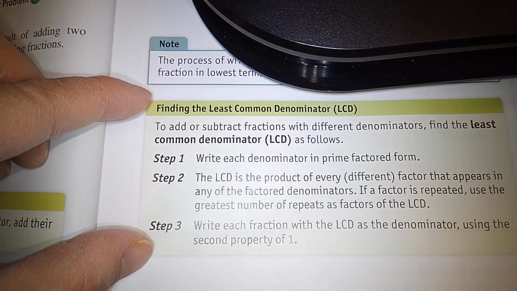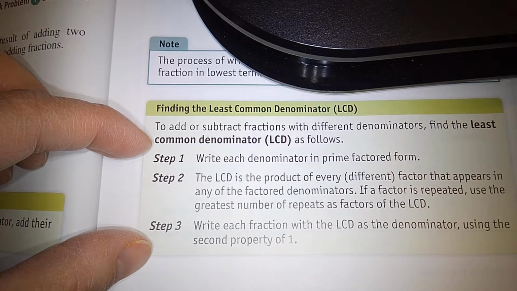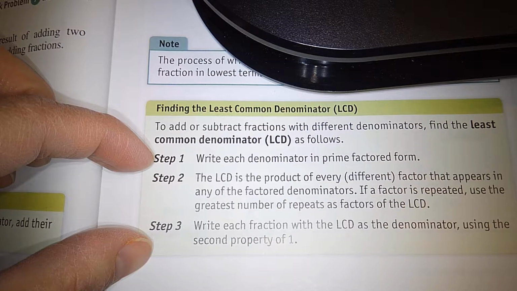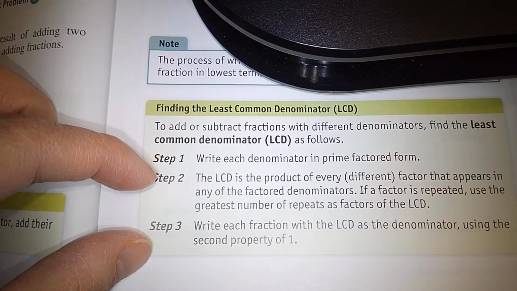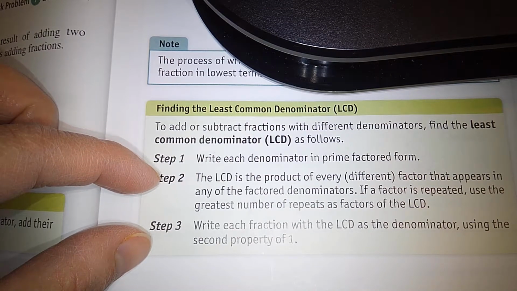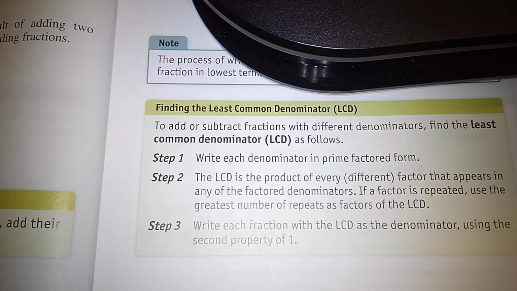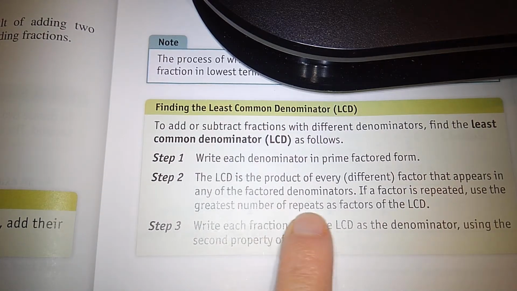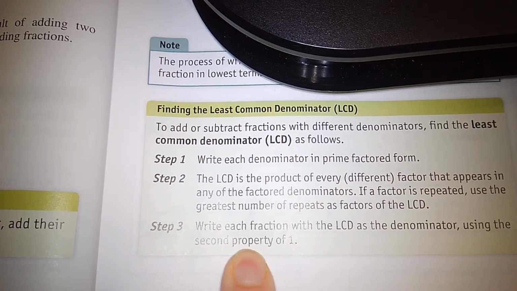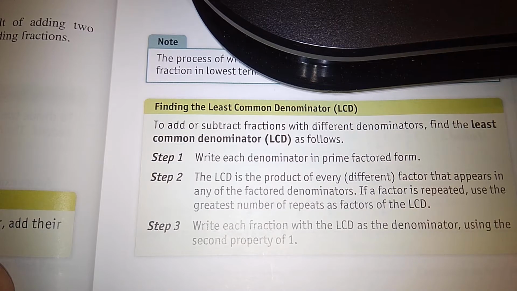To add or subtract fractions with different denominators, find the least common denominator, LCD, as follows. Step 1, write each denominator in prime factored form. Step 2, the LCD is the product of every different factor that appears in any of the factored denominators. If a factor is repeated, use the greatest number of repeats as factors of the LCD. Step 3, write each fraction with the LCD as a denominator using the second property of 1.